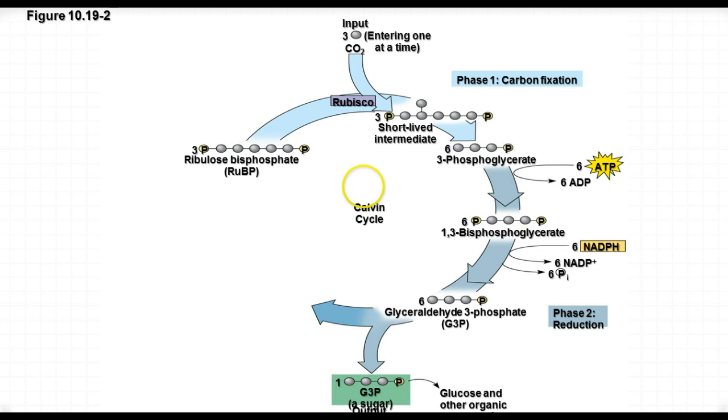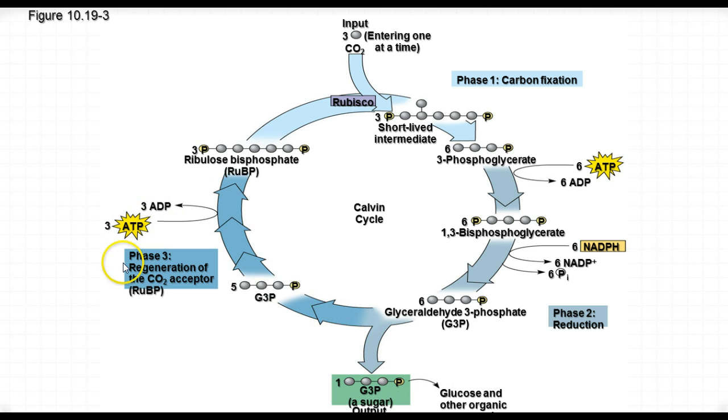In a series of reactions, we are going to phosphorylate this again using ATPs. We are going to reduce it using NADPHs, and we're going to end up with 6 glyceraldehyde 3-phosphate molecules. One of those will leave. That will be an output of the Calvin cycle. The others will go back to regenerate RuBP.